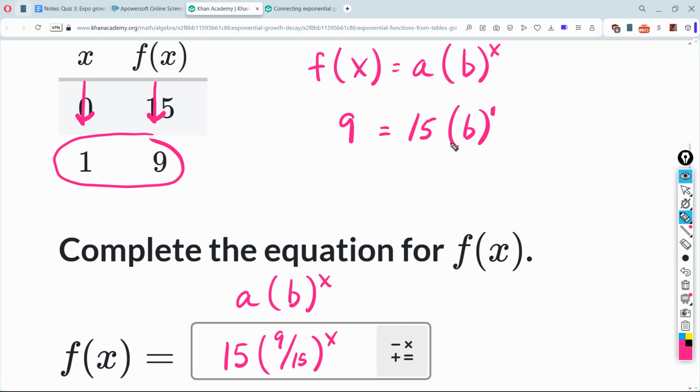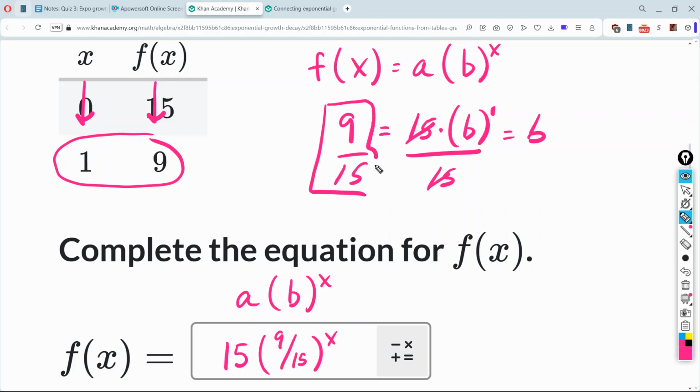This is b to the first power, and this is times 15. We're solving for b. The opposite of times 15 is divided by 15. 15 over 15 cancels, and b to the first power is just b. So b equals 9 over 15. Okay, and that's what I have right there.